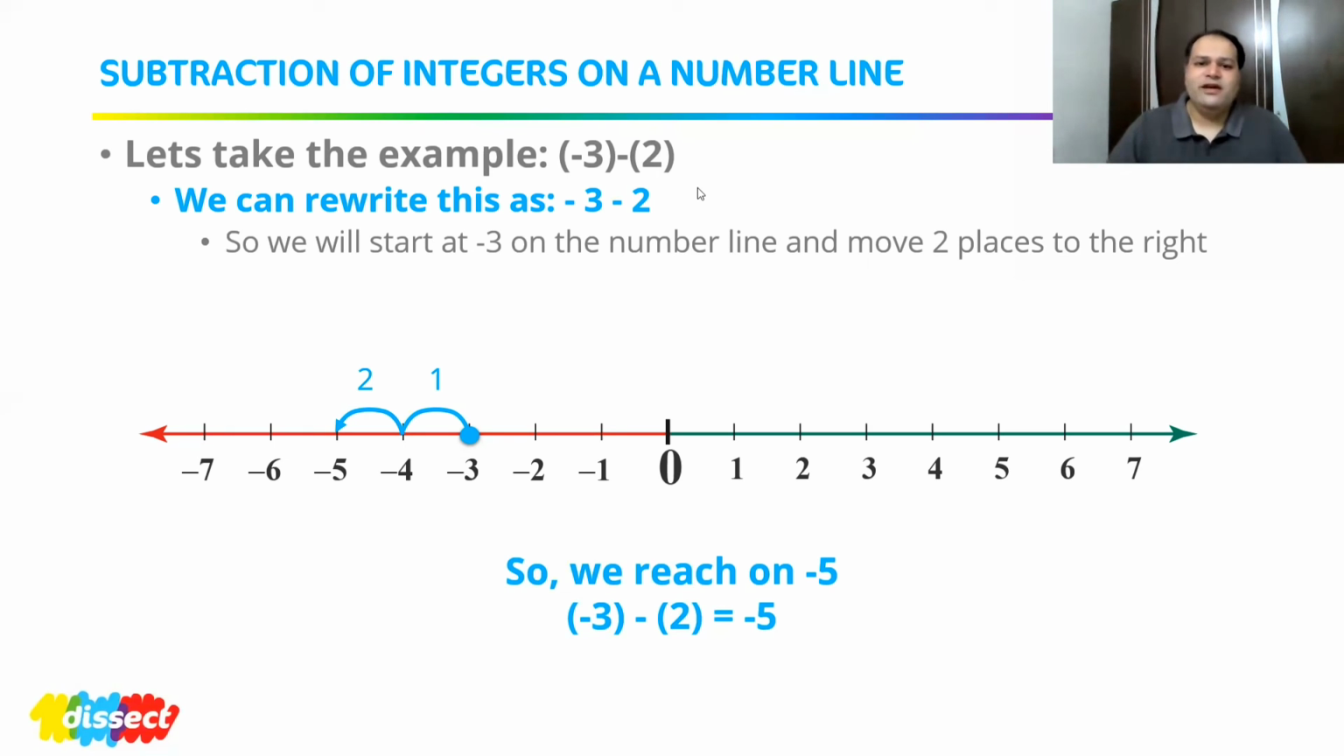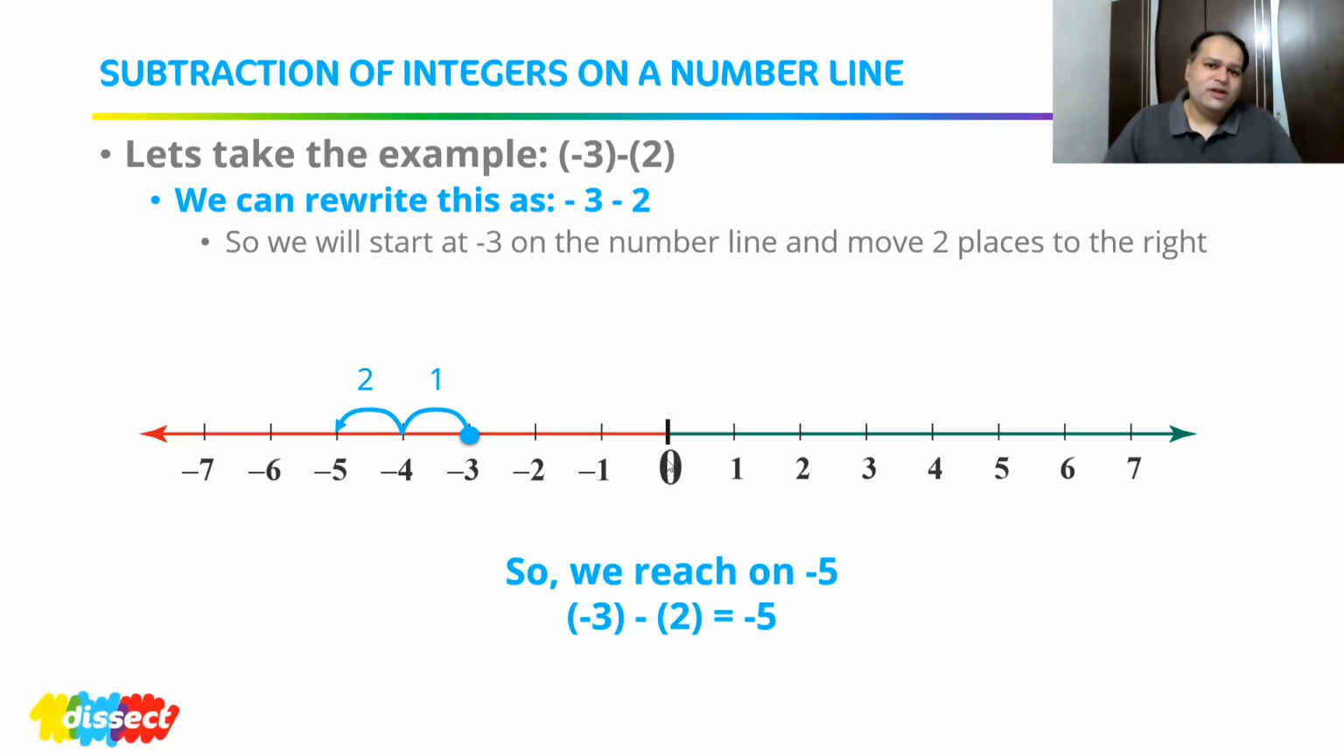Again, we have a very simple situation here. We have minus 3, which means we go to minus 3, and then we jump twice. But this time, because there is a minus in between, we'll jump twice on the left-hand side. So we jump 1 and 2. And where do we land? We land on minus 5. So that is your answer. Minus 3 within brackets minus 2 within brackets gives you minus 5.